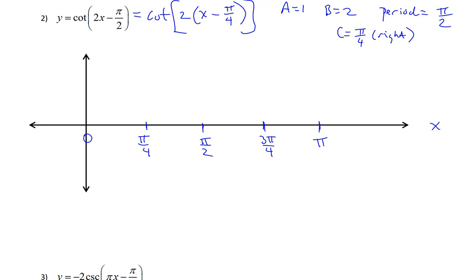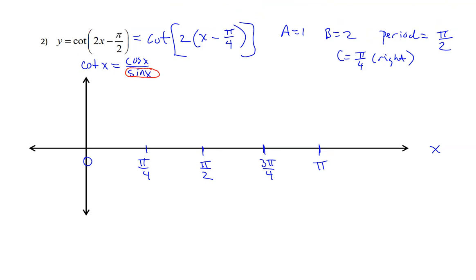pi. And then let's see what else we can remember about the cotangent function, because next we want to start getting these asymptotes and things on here, right? So let's recall that cotangent of x is really cosine of x over sine of x, right? So we really care about where sine is 0 because we're dividing by sine in our definition of cotangent, right? Cosine over sine.